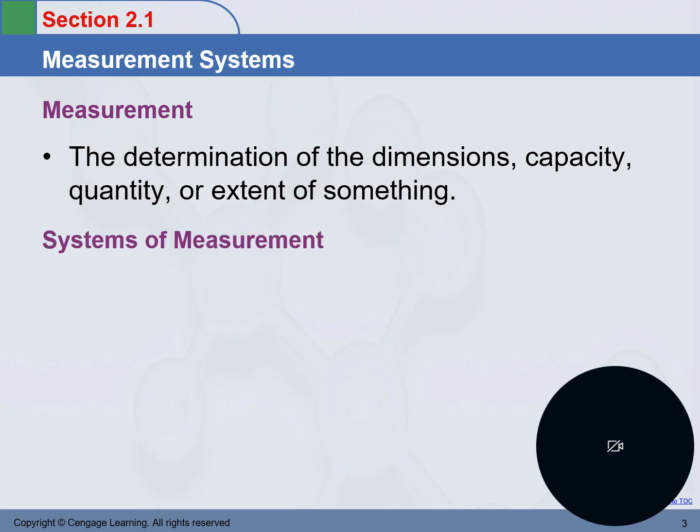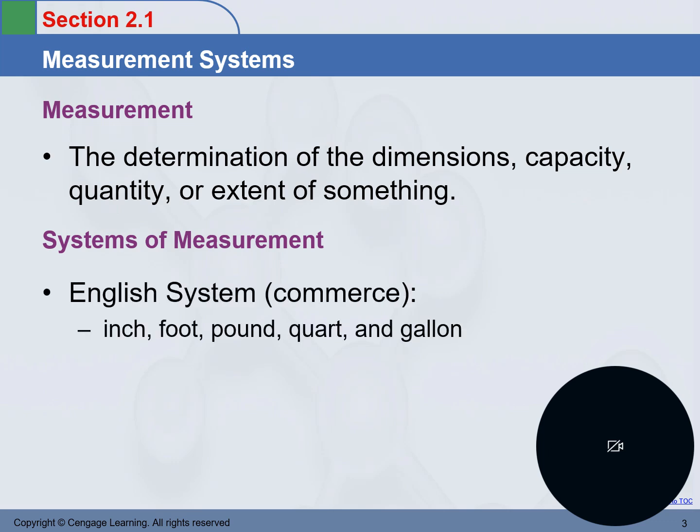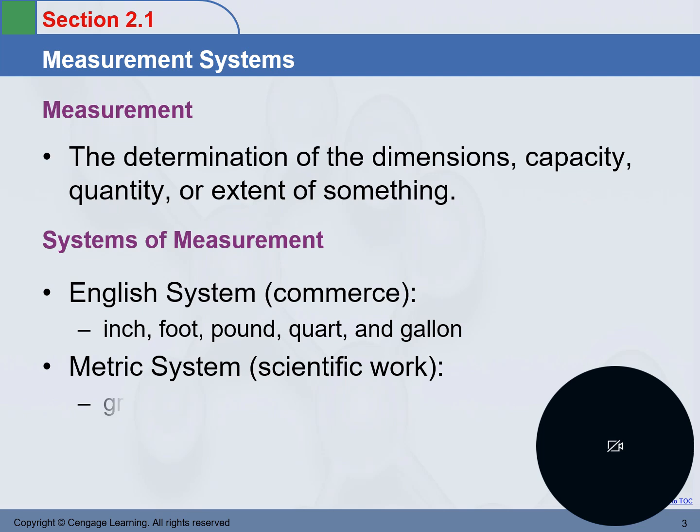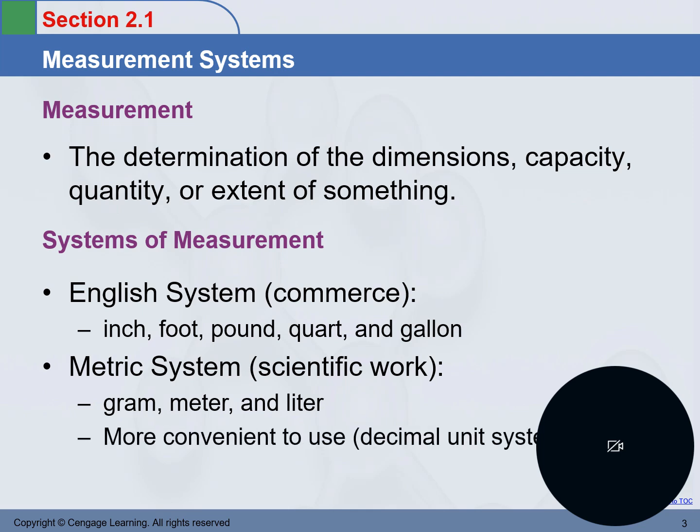And we have two different systems of measurements. The English system, which is used for commerce, which uses things like feet, pounds, inches, quarts, and gallons. And then we have the metric system, which most of the rest of the world seems to use. Common units there are grams, meters, and liters. Jimmy Carter tried to convert us to the metric system, but stubborn Americans revolted and we stuck with the English system.